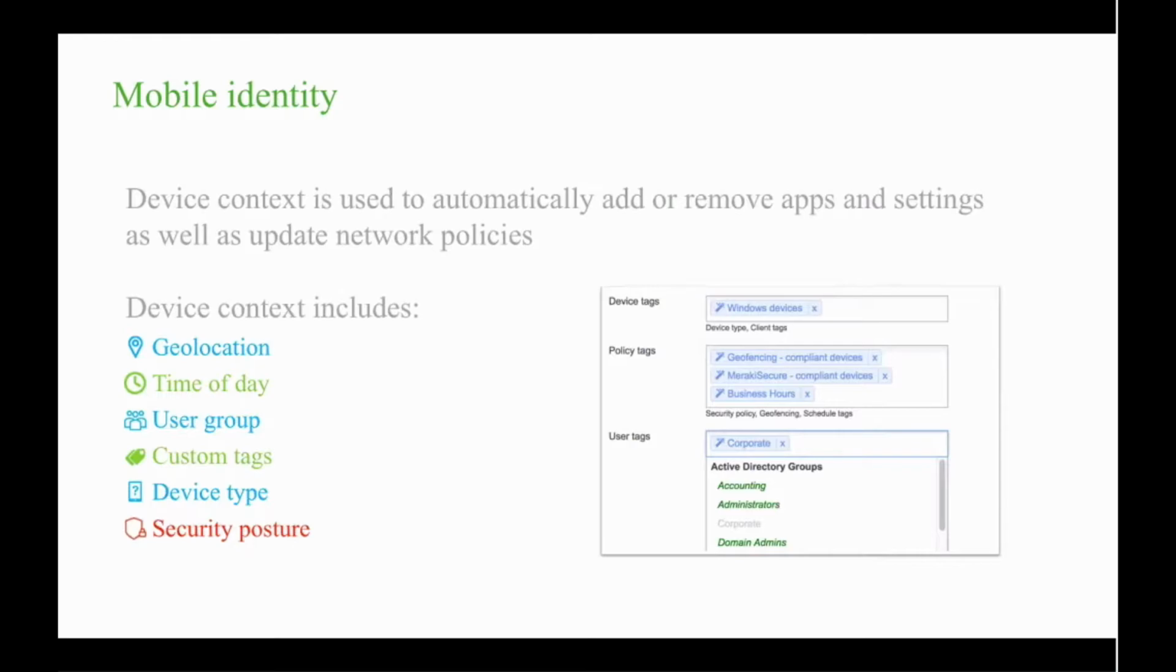Device context, which is what this is based on, includes things like where the device is, what time of day it is, who are you? Are you part of a tagged group? Are you on an Android or an Apple or some other type of phone? And then also, what is the health of your device? Is your device compromised in any way?